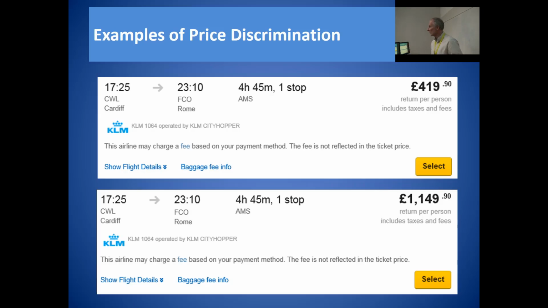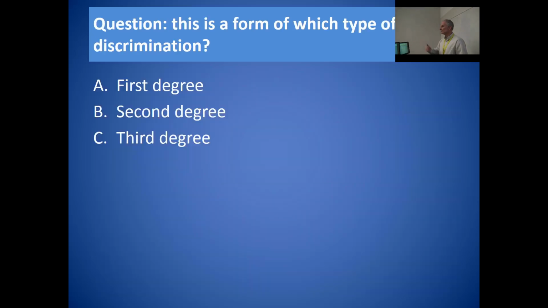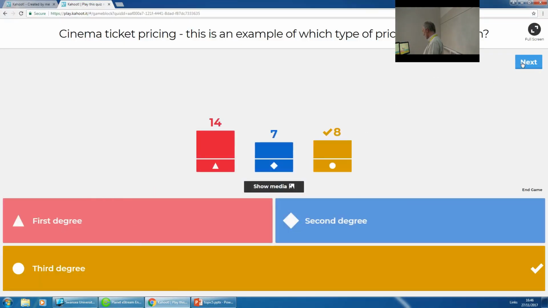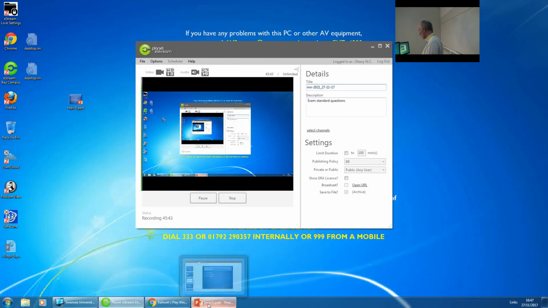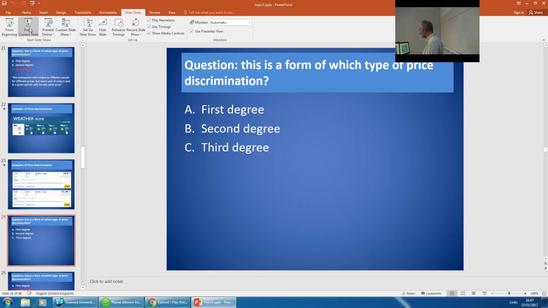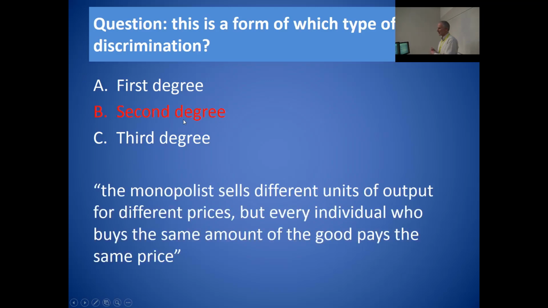So, what are the airlines doing? This is an example of price discrimination. There's one price for economy class travel. There's one price for business class travel. So, again, that question for you. That's an example of price discrimination, but is it first degree? Is it second degree? Or is it third degree price discrimination? Okay. This is an example of second degree price discrimination.